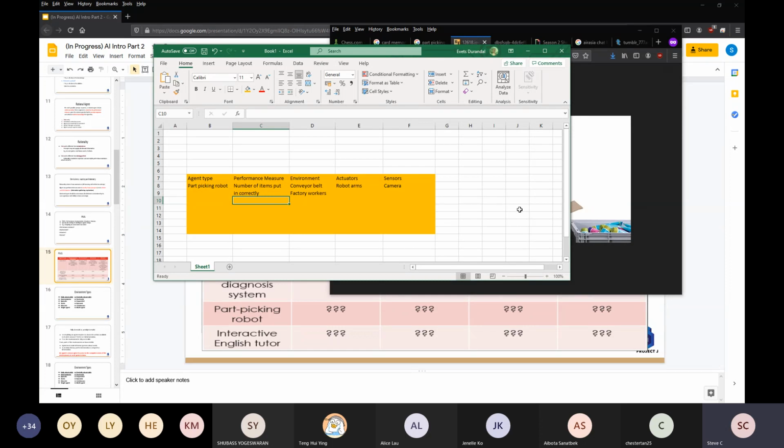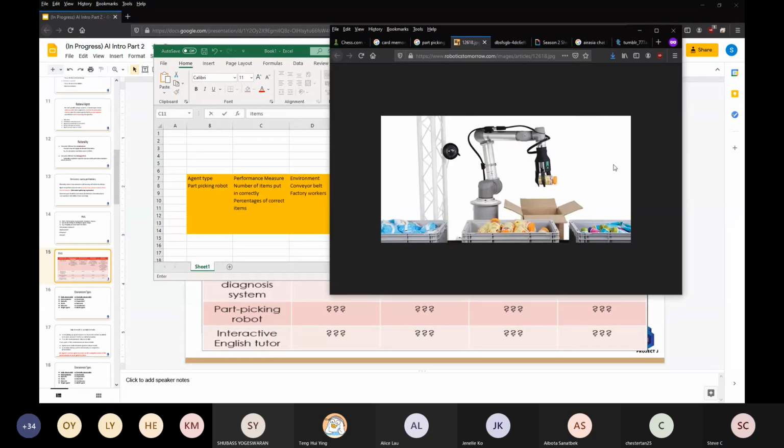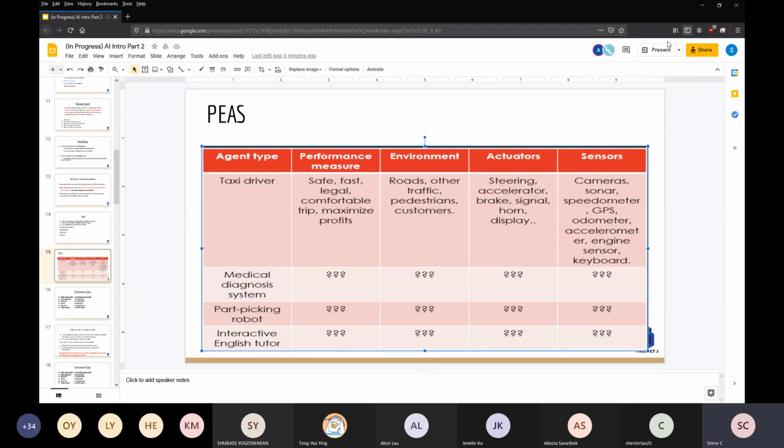You could say the number of items or the percentage of correct items. So that's two ways of how you could measure this part picking robot's performance. Now let's go back into the slide.